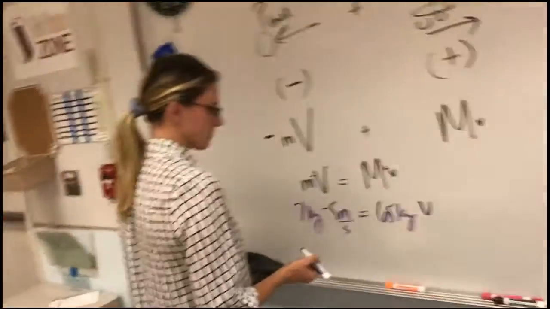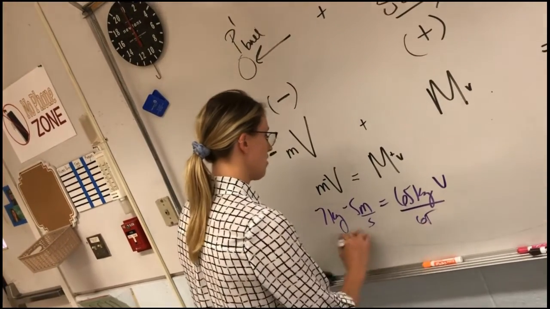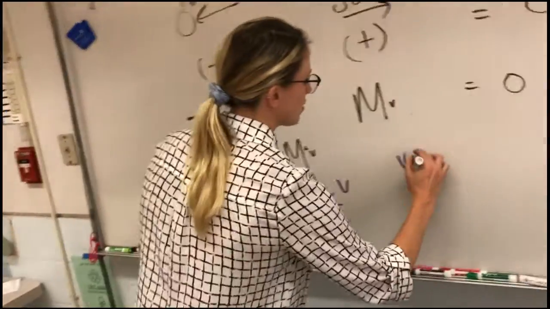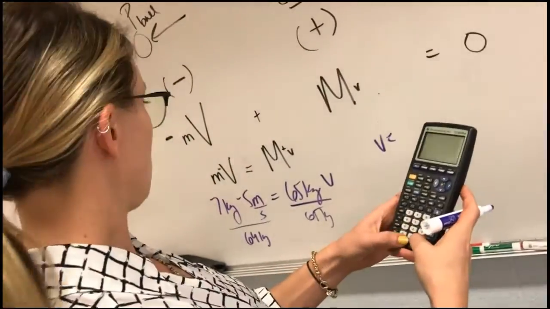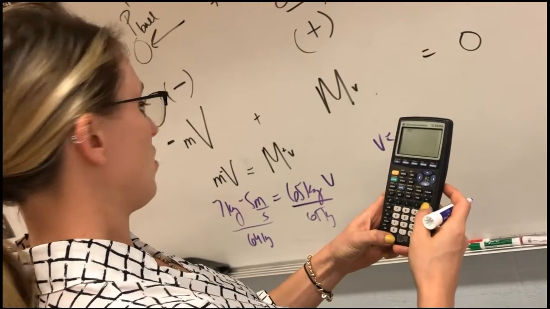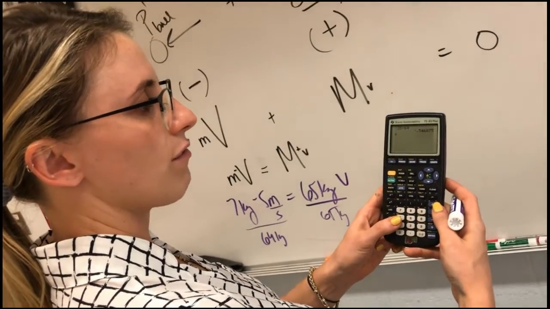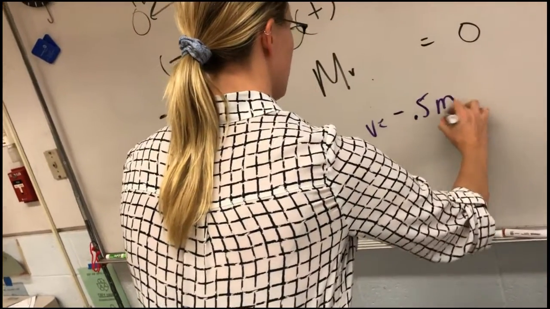Okay, well, can I just move this over here? Divide by 65 kilograms. And my velocity is going to equal, so 7 times negative 5 is negative 35. And I divide by 65, and I get negative 0.5. Okay, so 0.5 meters per second.